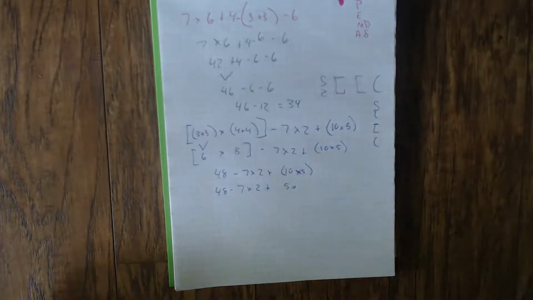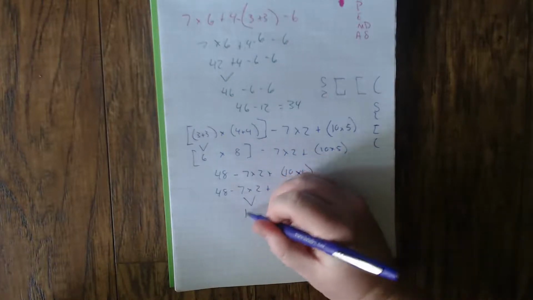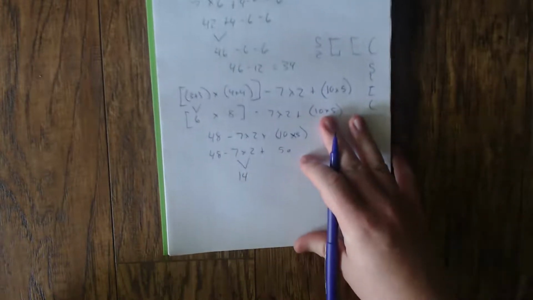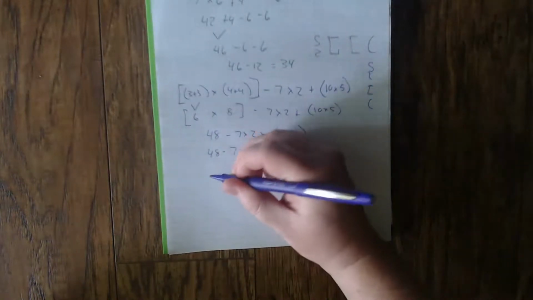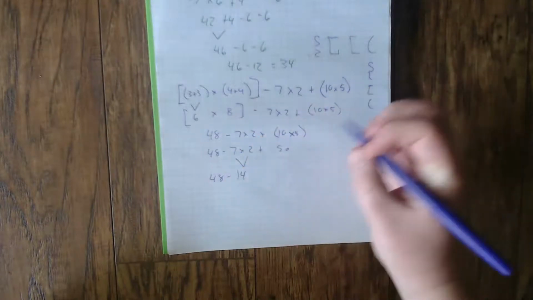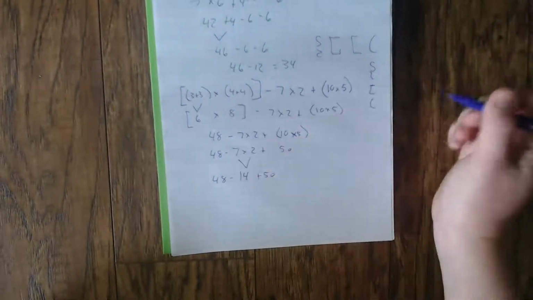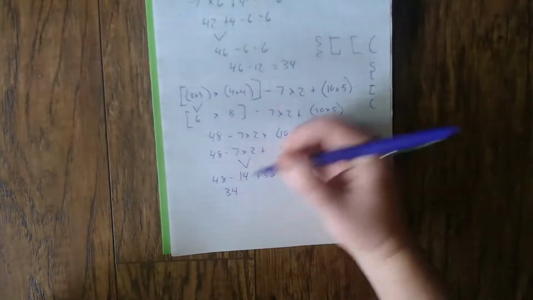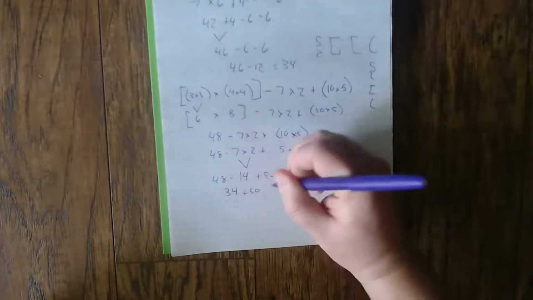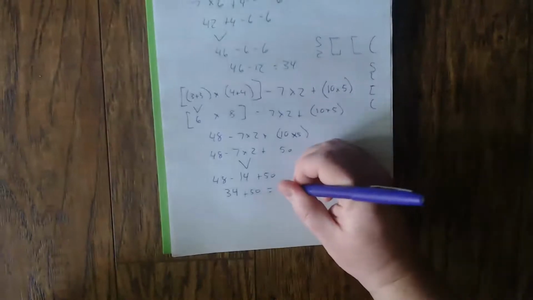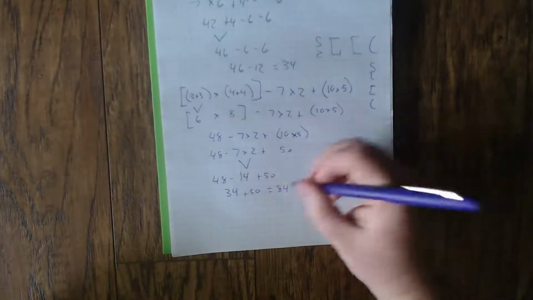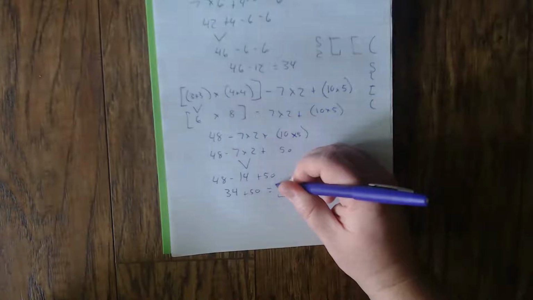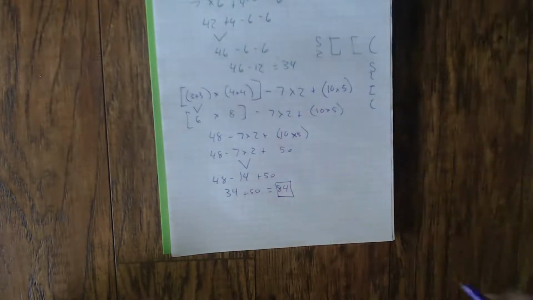Now we just add and subtract. Oh, nope, I lied once again. 7 times 2. Always got to make sure we have 7 times 2 is equal to 14. So we now have 48 minus 14 plus 50. 48 minus 14 is 34. Plus 50 is equal to 84. And 84 is your final answer.